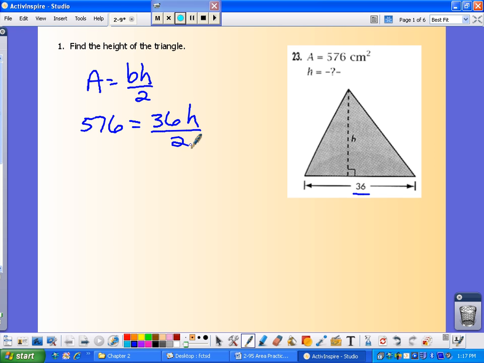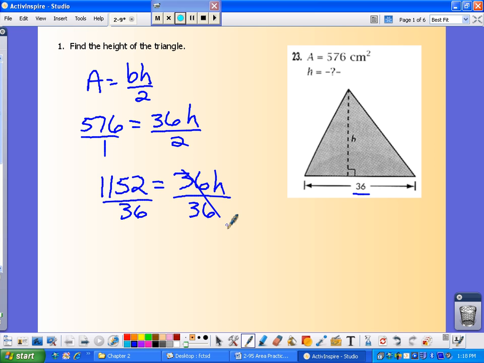Now here you could do different methods. You have a calculator, you could go really quick. I just cross multiplied. So 2 times 576 gives me 1,152. And then 1 times 36 is 36h. And don't think I did that quickly because I've already written down the answer, so that's why it seems like I'm multiplying quickly. Now I'm going to divide both sides by 36 because our goal is to get h by itself. And if you're like Jack, you could do that really quick in your head.